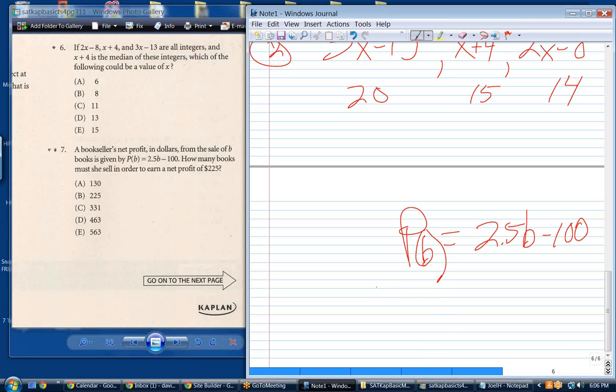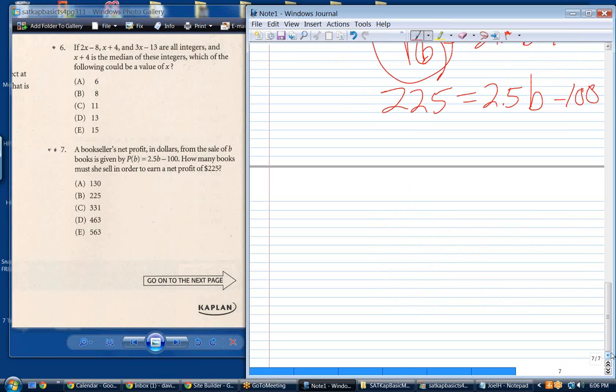What's the next line I want? I want to solve for B, so it'd be 225. In other words, they're saying earn a total profit of 225. How much does B have to be? So solve that for B. 225. Okay. So now we add 100.